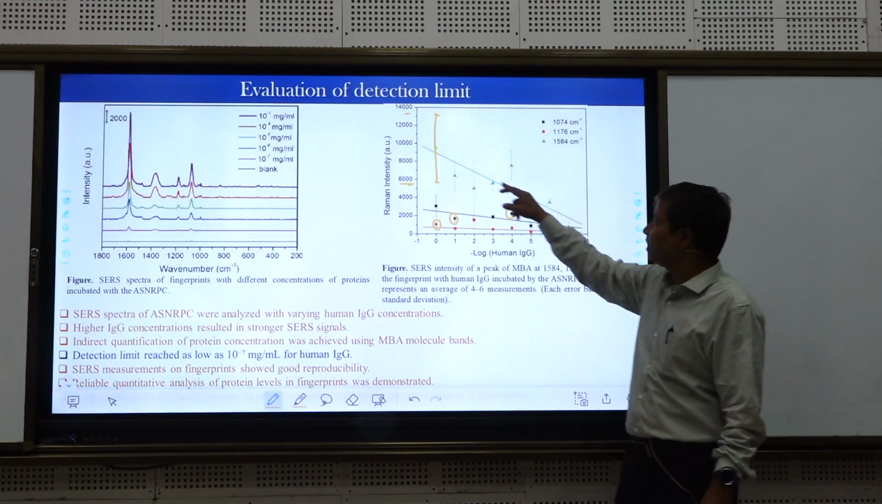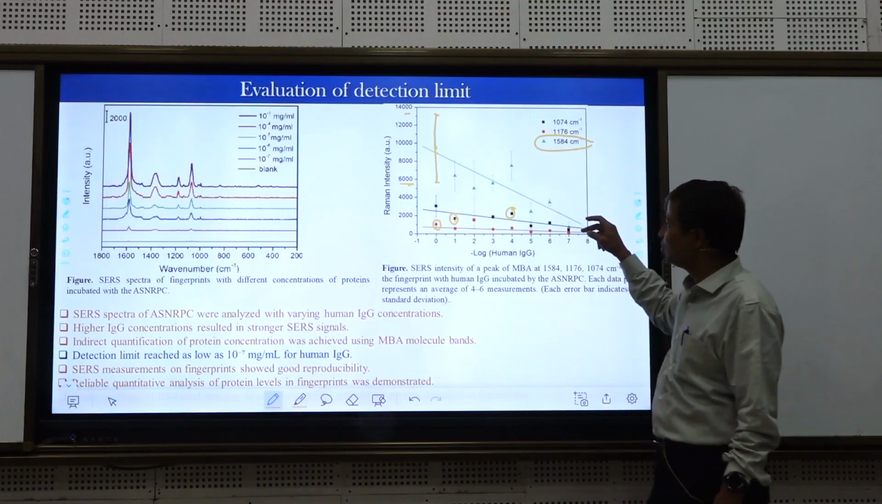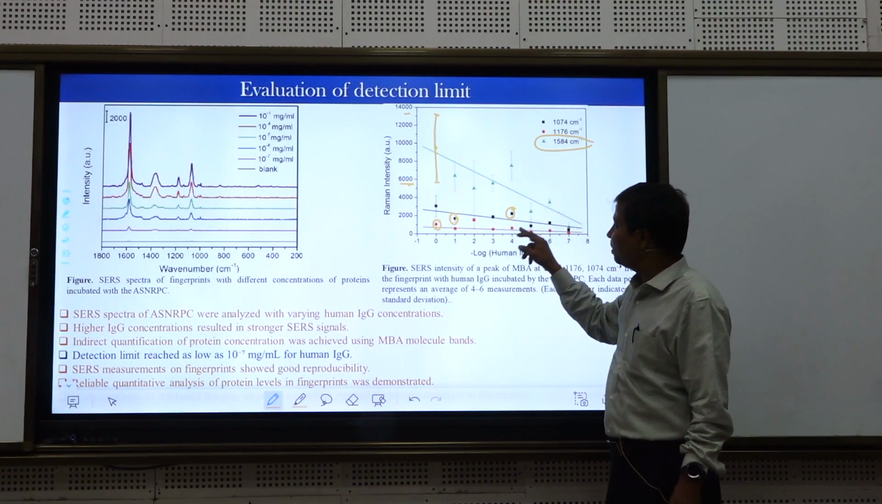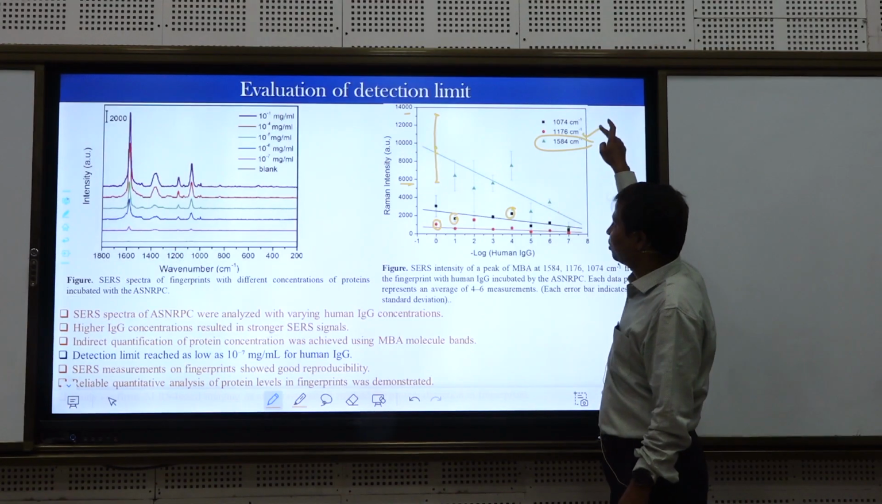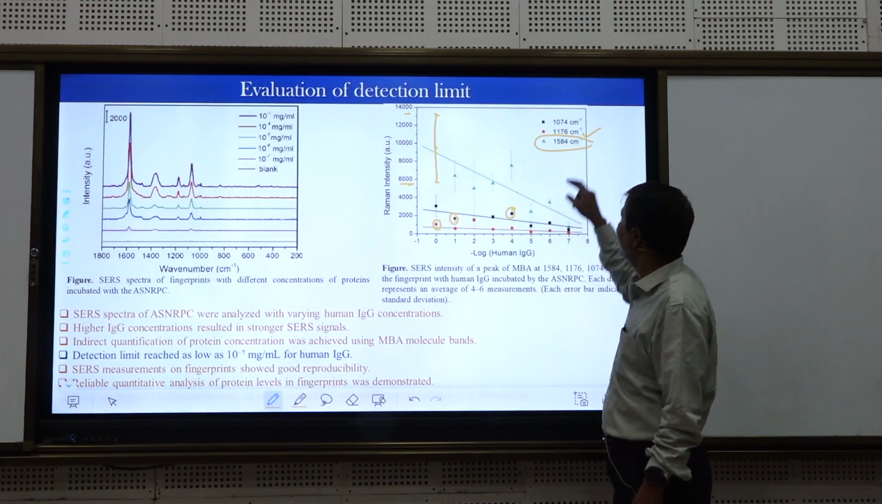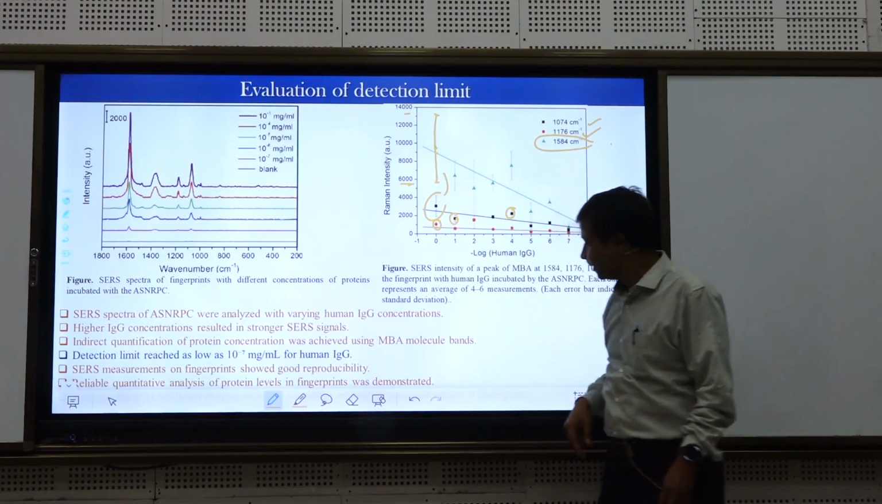So the green line error bar, that means when you are using this frequency to detect, the error bar is very small. So maybe that's why this frequency to detect is better, because this error bar is very small, and this is also quite a lot better than this one.